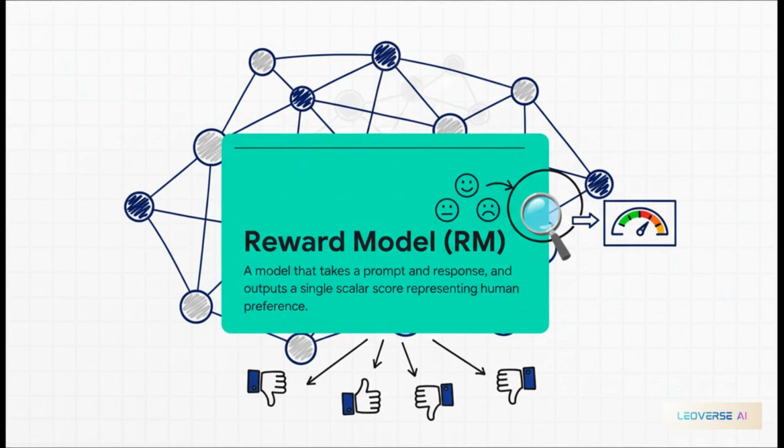Now for a more technical definition. The reward model is usually just a copy of your base language model, but the key difference is we perform a little surgery on it. We rip out its final layer, the one that predicts the next word, and we replace it with a new one. This new layer is designed to output just a single number, a scalar score, that represents how much a human would probably like that response.